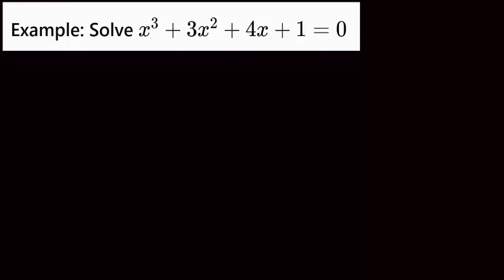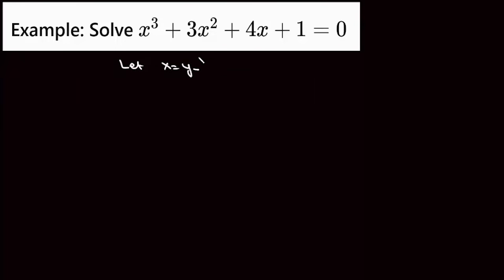Now we'll take up an example. Say for example, we have to solve this cubic: x cube plus 3x square plus 4x plus 1 equals 0. In this, the coefficient of x cube is already 1, so it is normalized. We'll move to the second step. We'll let x be y minus a by 3. Now a here is 3, so a by 3 will be 1. So we'll replace x with y minus 1.